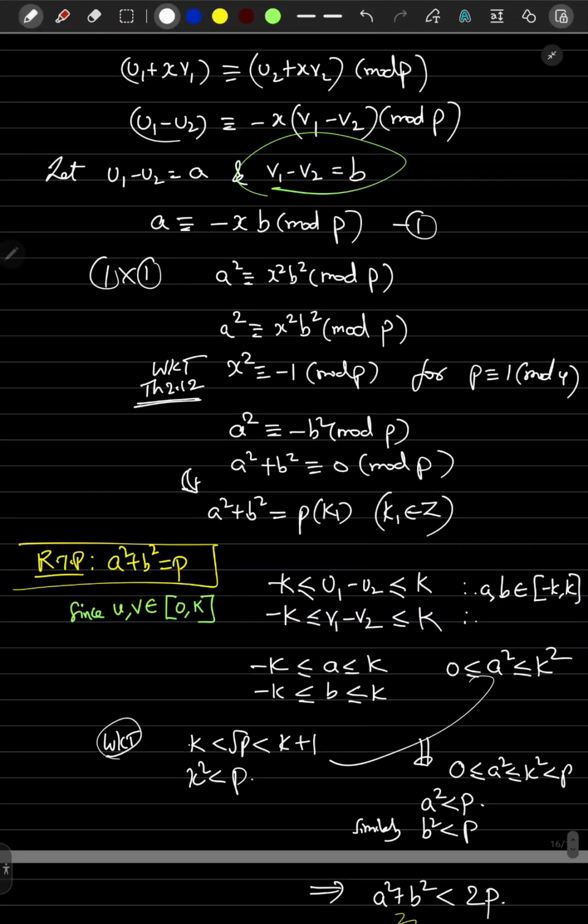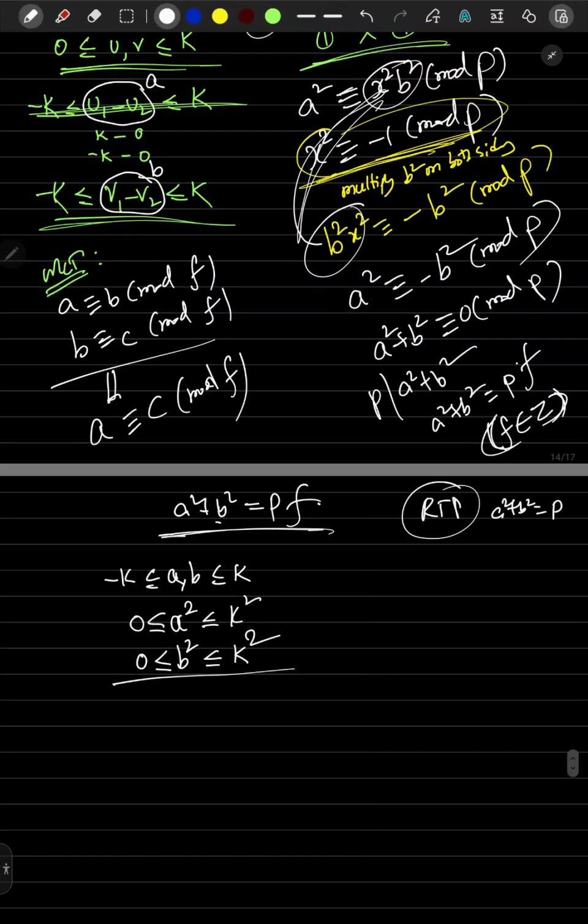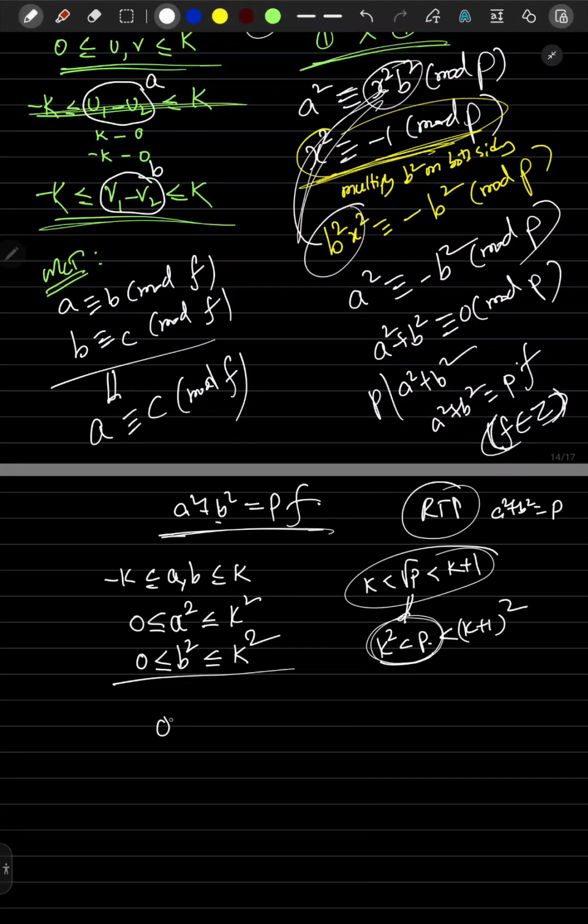So next step will be, since previously we know that k is less than root p less than k plus 1. So from this, what can you conclude? Squaring, we get k square less than p less than (k plus 1) whole square. Take only this much: k square is less than p. See, 1 is less than 2, 2 is less than 5, so of course I can write 1 is less than 5.